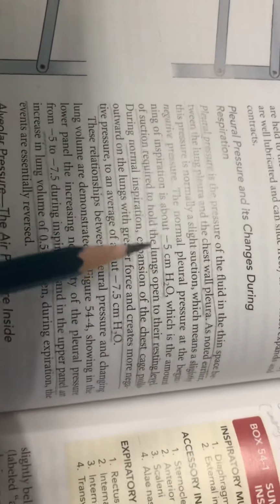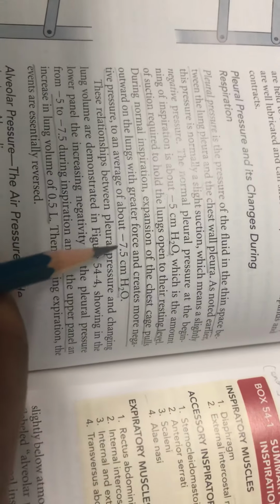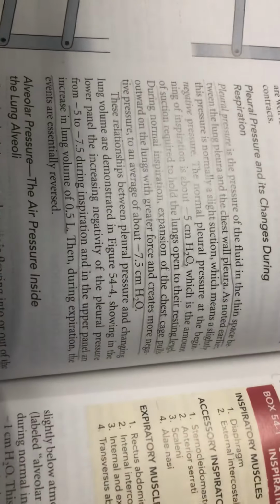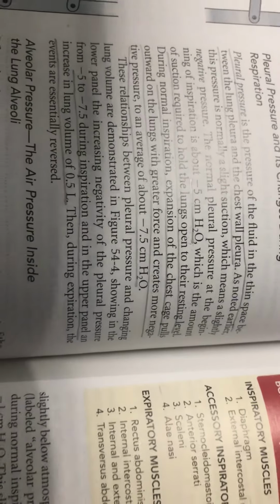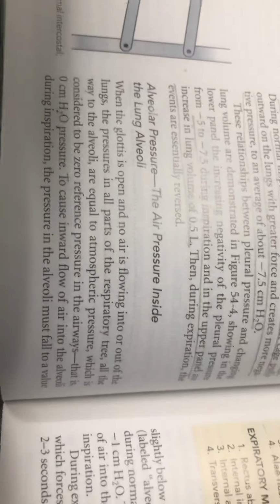During normal inspiration, -5 becomes more negative and becomes -7.5, and this causes an inspiration of 500 ml of tidal volume, that is increase in lung volume during inspiration, within the 2 seconds that are required for inspiration.